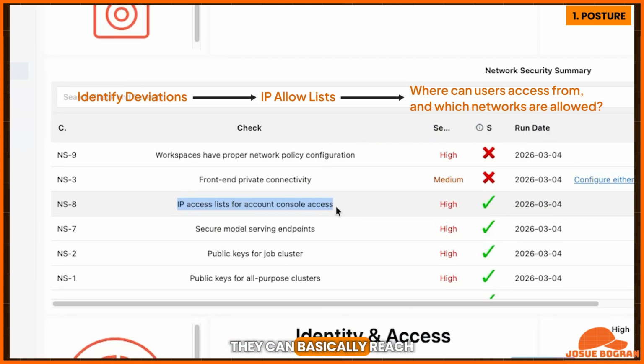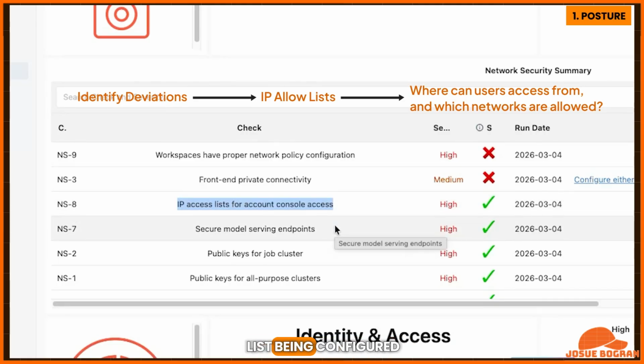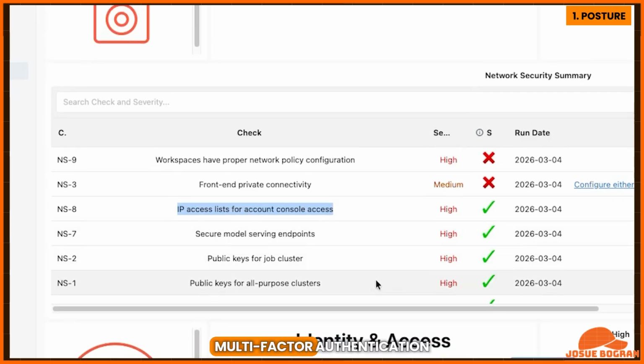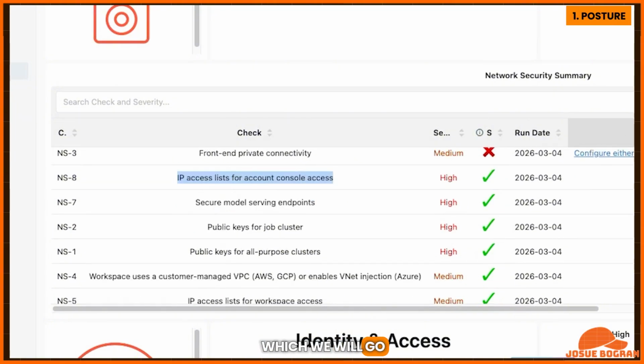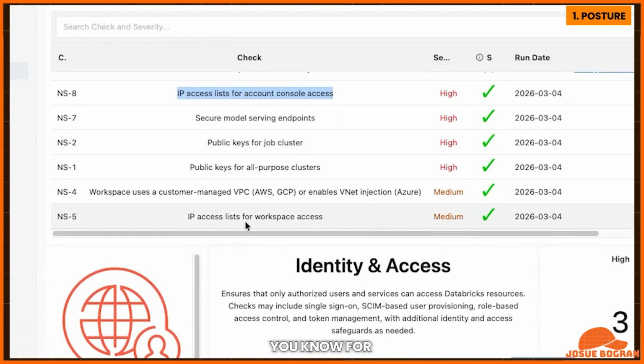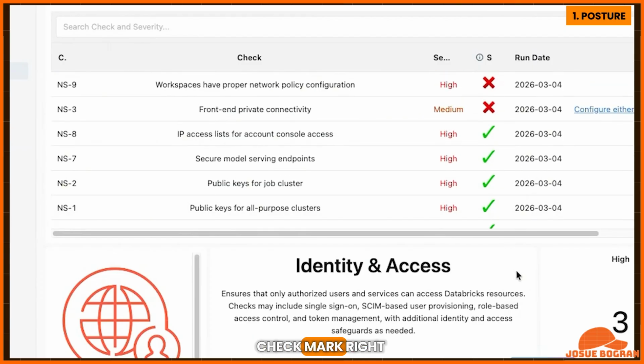They can basically reach it. They may not be able to log in, but you are basically setting yourself up for anywhere in the world being able to access your workspace. With front-end IP access list configured, you are restricting that to your VPN or your own organizational network. So now you are reducing that blast radius. And then we would like to see single sign-on, multi-factor authentication, so on and so forth, which we will go through. But the green means you configured it, for example, here IP access list for workspaces is configured, so you got a good green check mark, right?